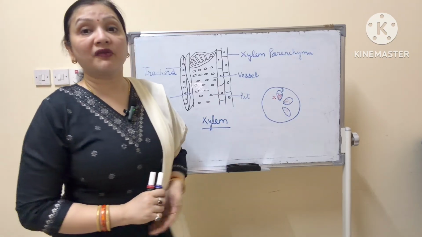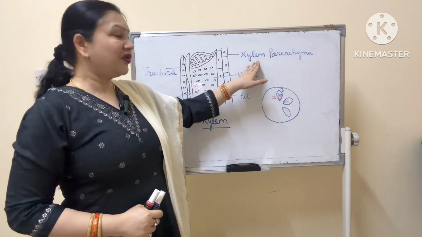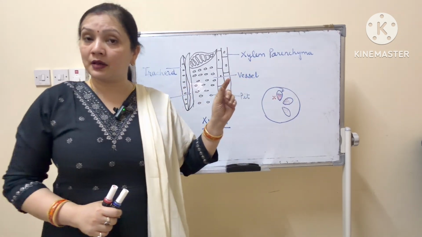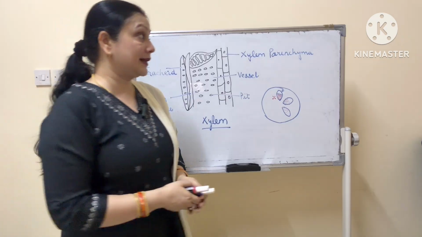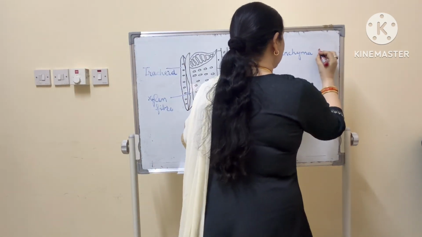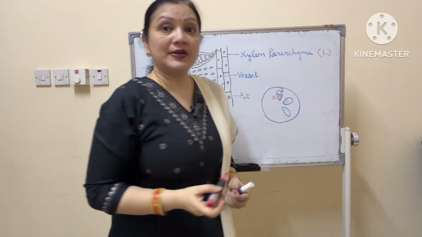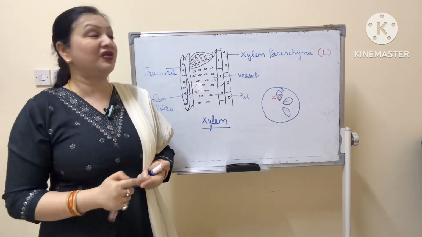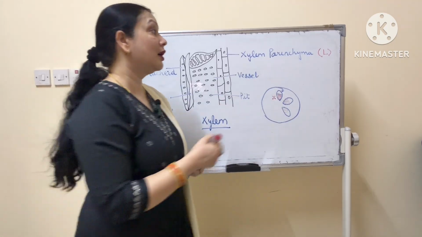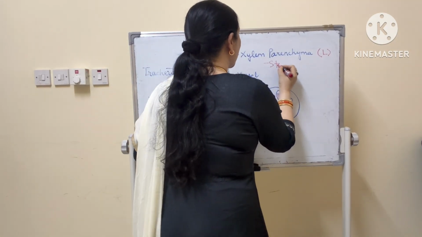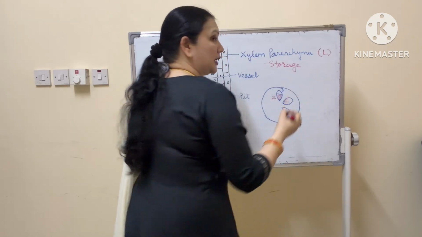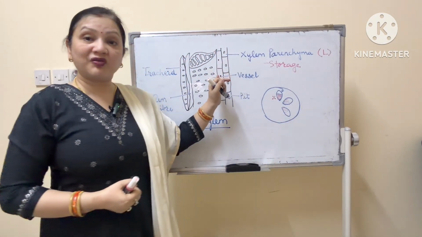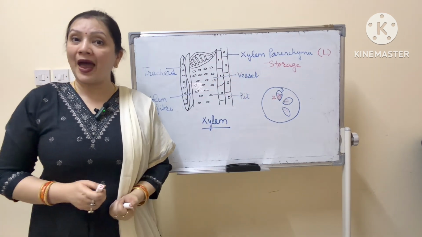Now let us see the different components. First component of xylem is xylem parenchyma. Now parenchyma means simple permanent tissue. Cells are living in nature. Cell wall is thin. They are living. They can make food. They can store food. So here xylem parenchyma, the function is storage of food. Xylem also needs to eat, isn't it? Xylem also needs food for energy.